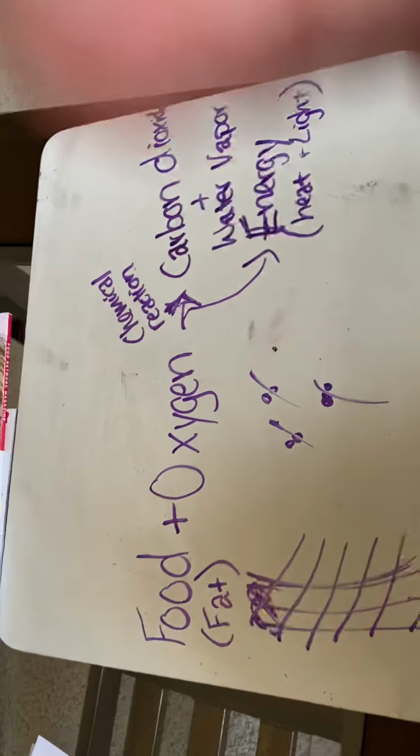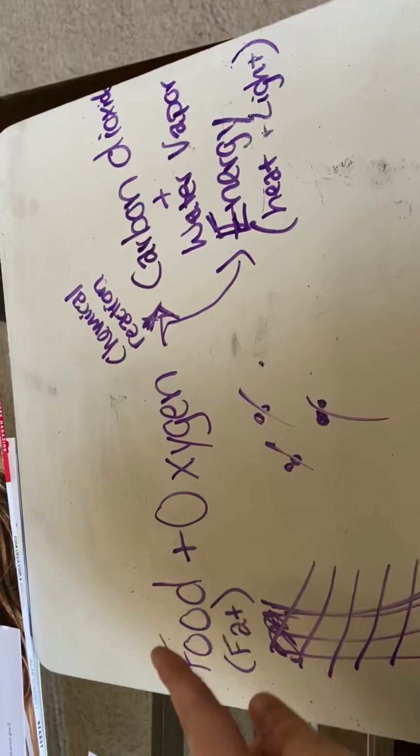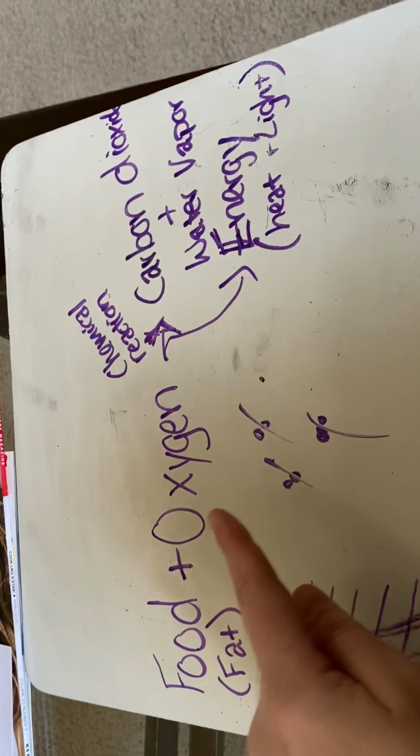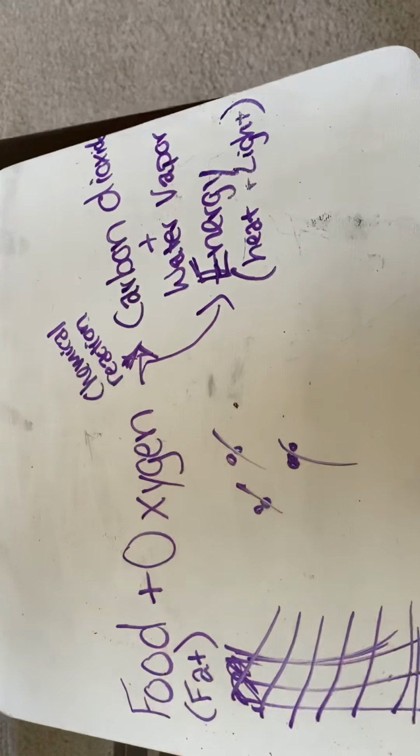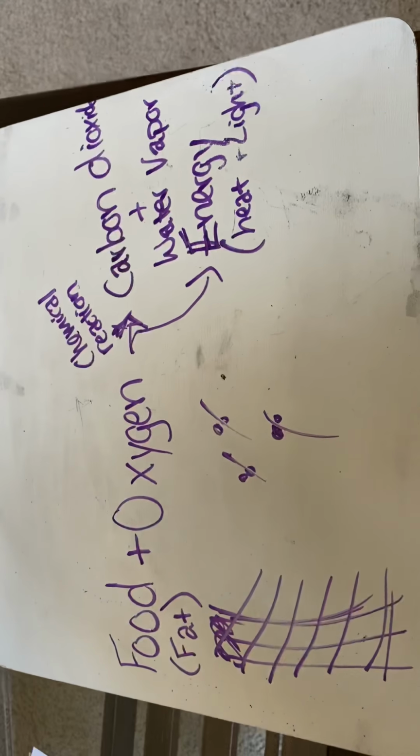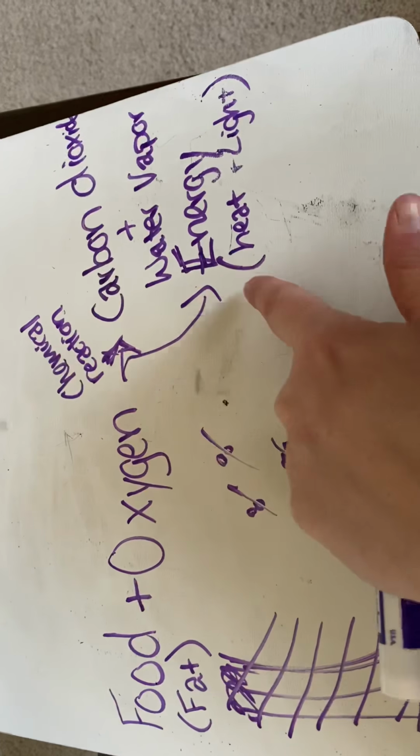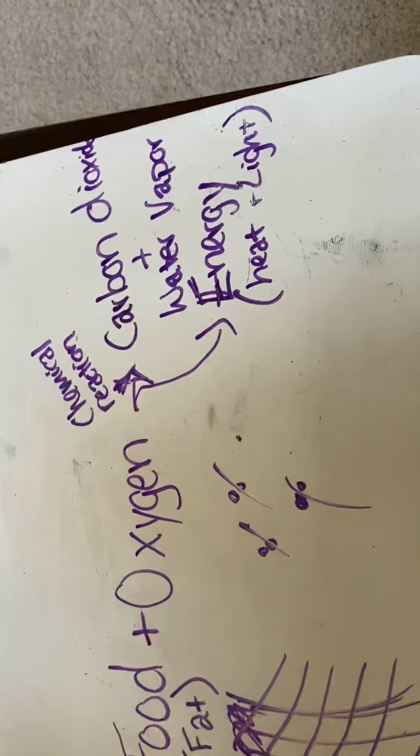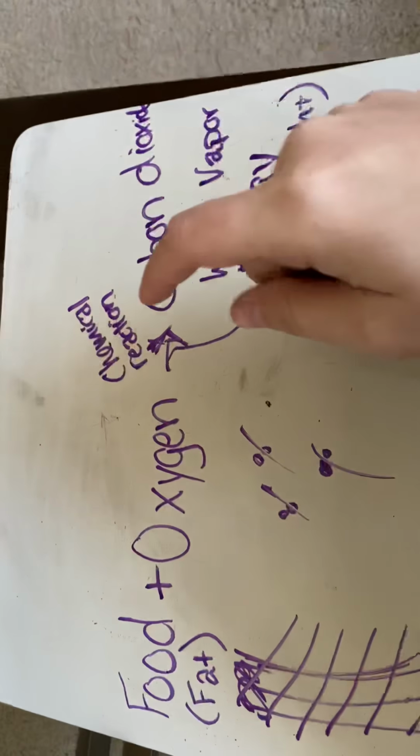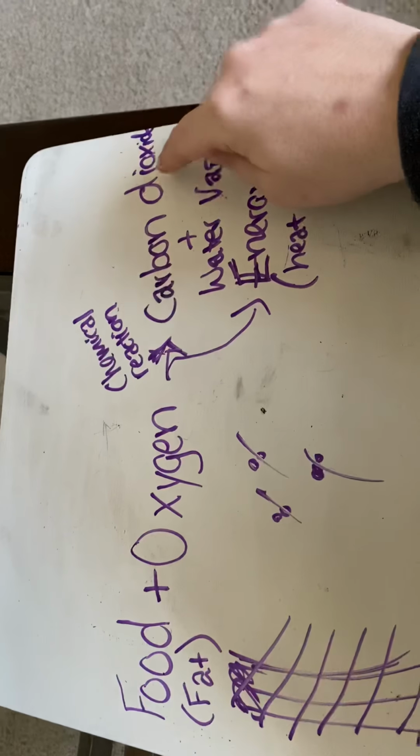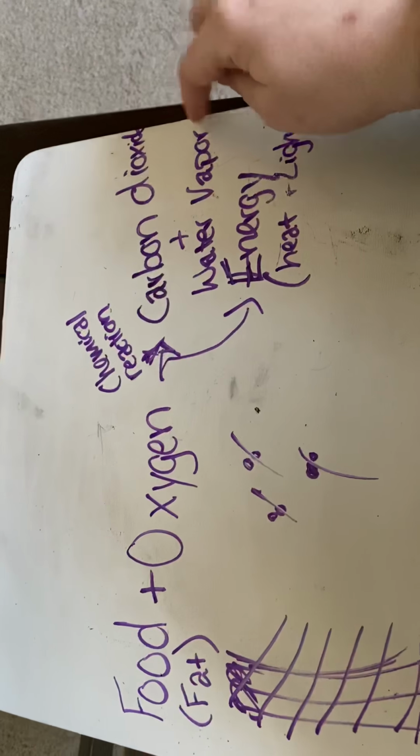So to quickly recap, we start our equation with food and oxygen. Those are considered the reactants. They go into the system. They are broken into smaller pieces to provide our body with energy through this chemical reaction. And then new molecules are created, carbon dioxide, which is why that number skyrocketed, and water vapor.